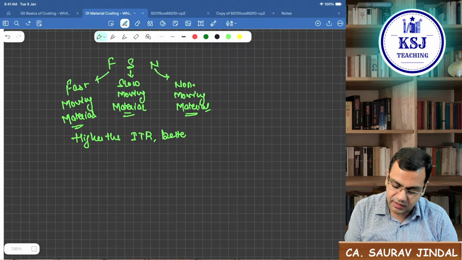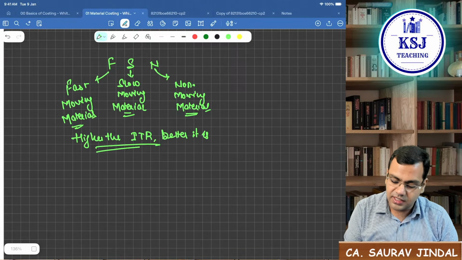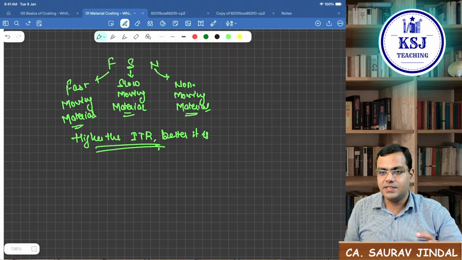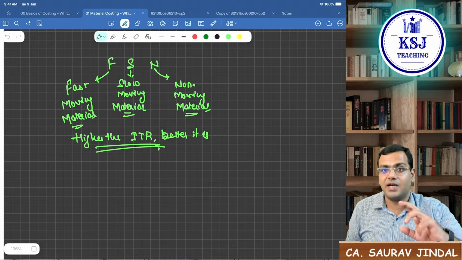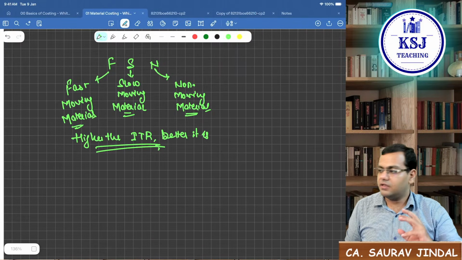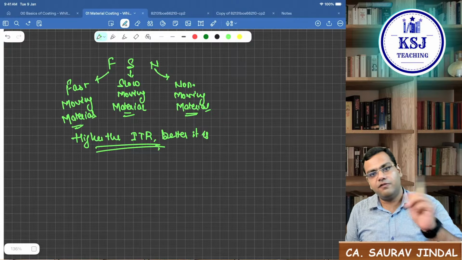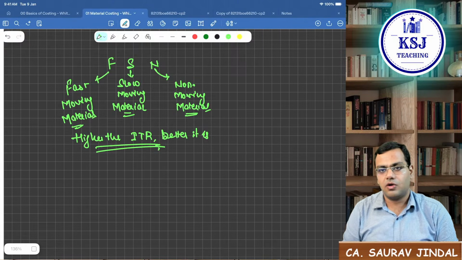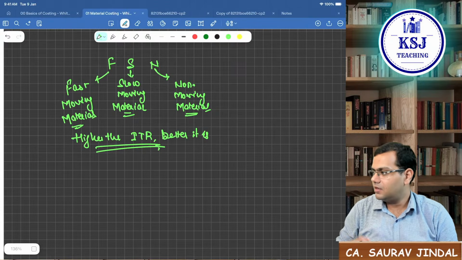Why is it better? Because a higher ITR means that we are quickly converting raw material. It means we are able to quickly recover the investment in the raw material. Quickly we convert the raw material into finished goods, we sell the finished goods, and we recover the investment done in the raw material. That is why we say higher the ITR, better it is.